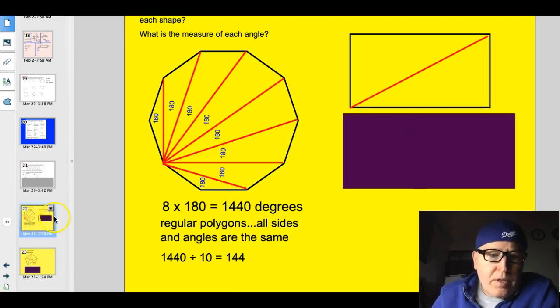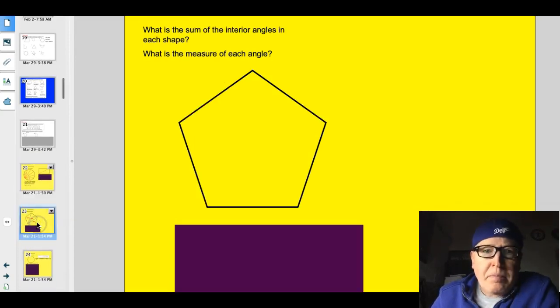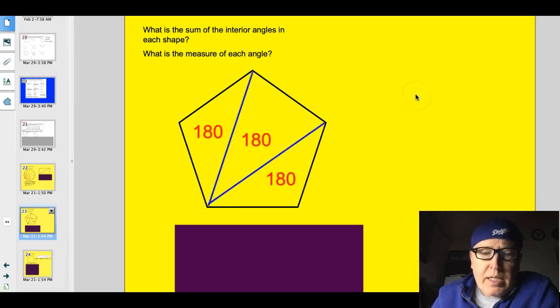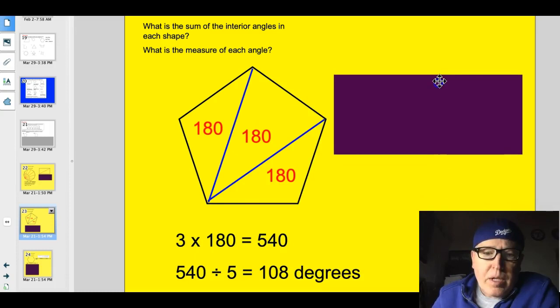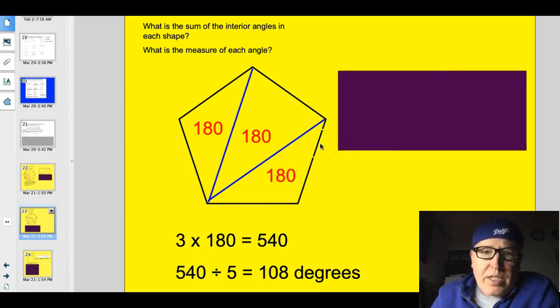Let's keep moving. Time to try one more. What is the sum of the interior angles in each of these shapes here, and what is the measure of each angle? Well, let's see if I drew this one. I guess I did. There it is. Can make 3 different triangles, so there's a total of 180 plus 180 plus 180 degrees. That's 540 degrees. Now this is a regular pentagon. All the sides and angles are the same, so if I take that 540 and divide it by 5, I'm going to get 108 degrees.